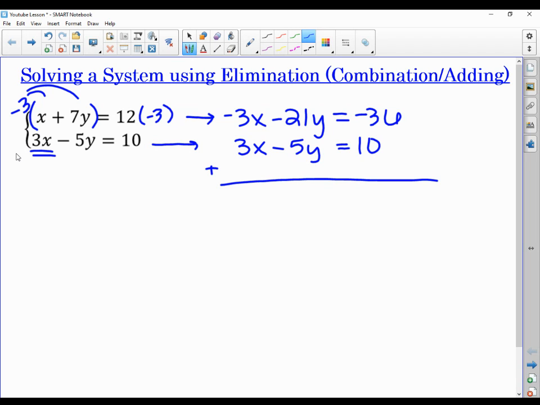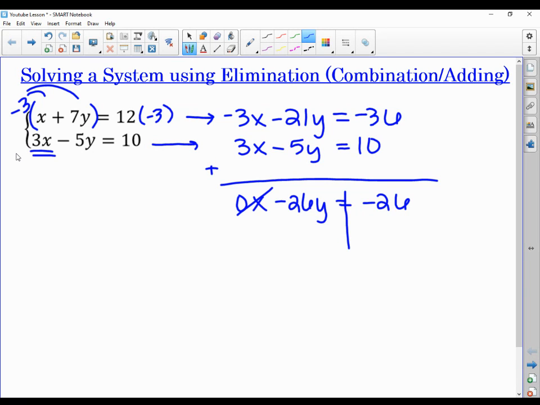Okay, so let's add them together. Now I get a negative 3x plus a 3x gives us 0x. Awesome, that is exactly what we want. X is technically gone because 0 times x is gone. But we'll get rid of that in a second. Let's keep going. Negative 21 plus negative 5 is negative 26y equals negative 36 plus 10 is negative 26. Awesome, that's great. So now this guy's gone, see ya.